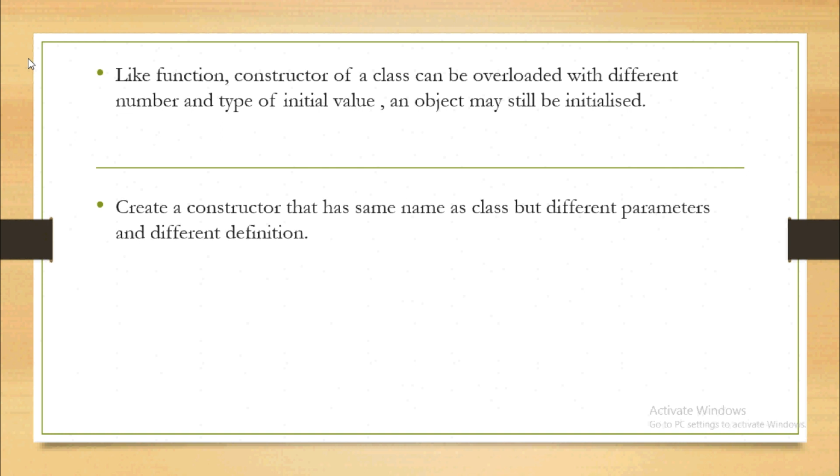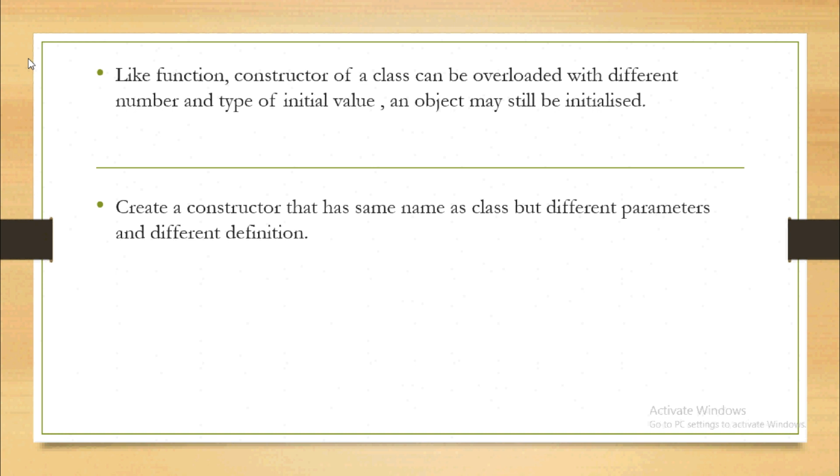We have already learned in method overloading that the method name might be the same, but the parameters or the return data type can be different. Over here also we will be doing the same work. We will be creating a constructor that has the same name as the class but different parameters and a different definition, right? It can even have one parameter, two parameters, or three, but the name will remain the same.